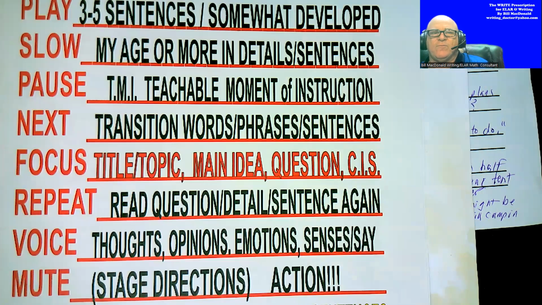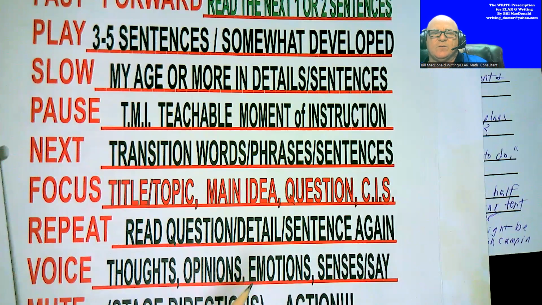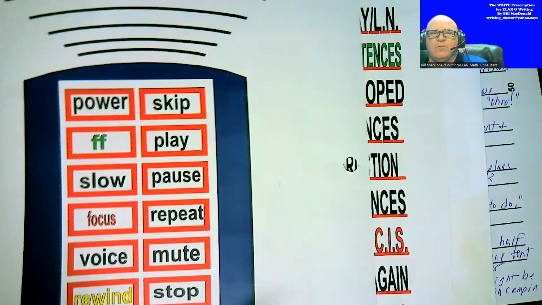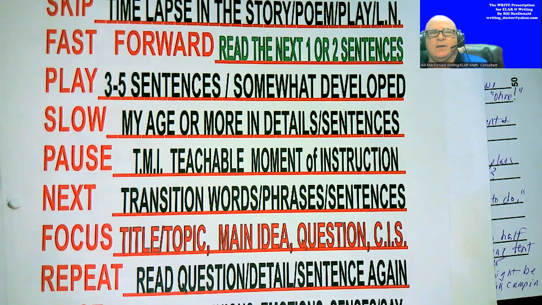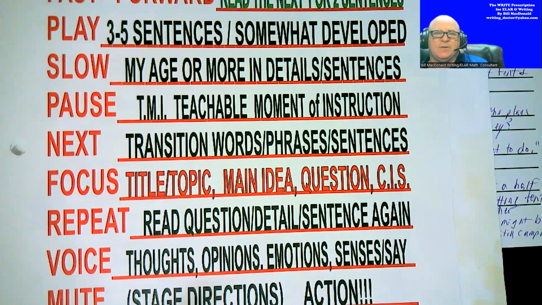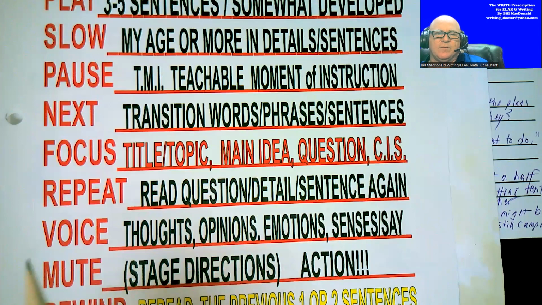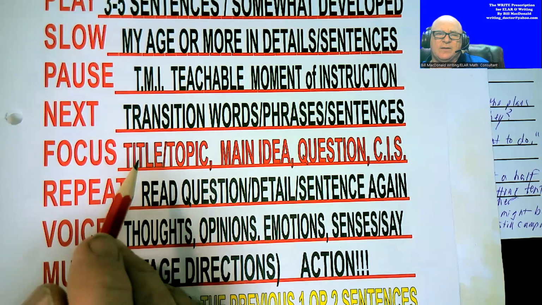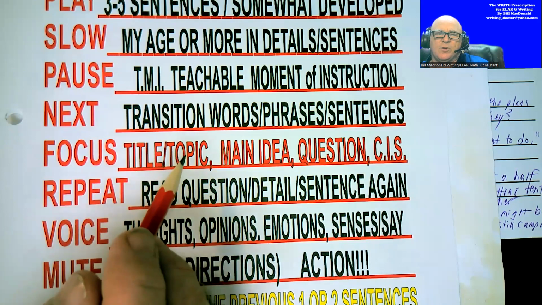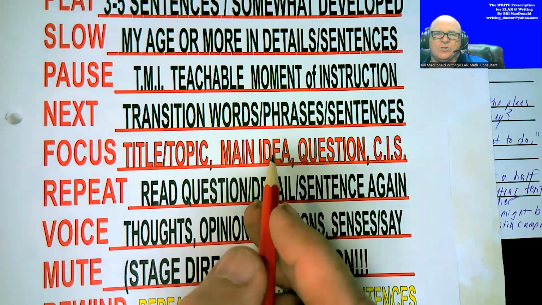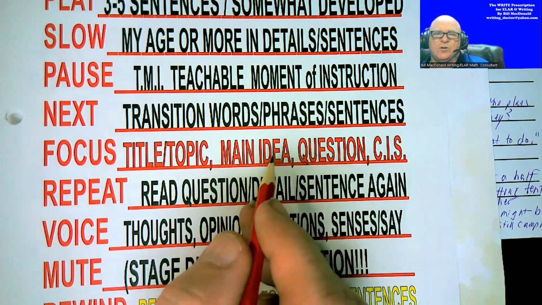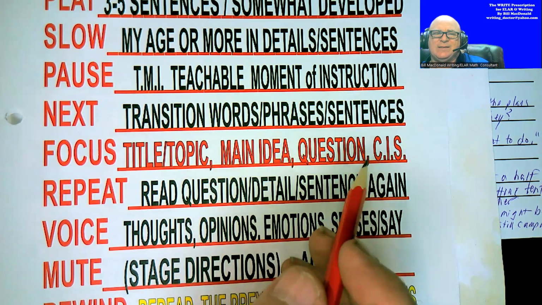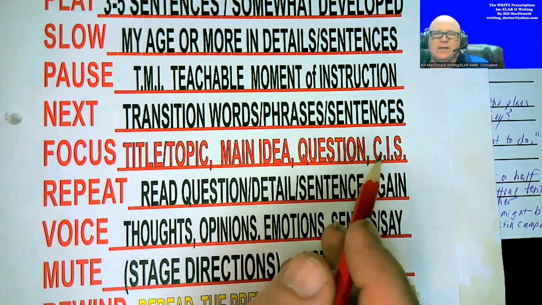Okay, and so if you ever forget what some of the buttons mean or stand for, page 20 has the remote and page 20 has the button by button explanation. And what we want to focus on here is the focus button, not the title in this case, but the topic. The main idea of the question was Kim's determination throughout the essay so that we can turn it into a CIS, a central idea statement.